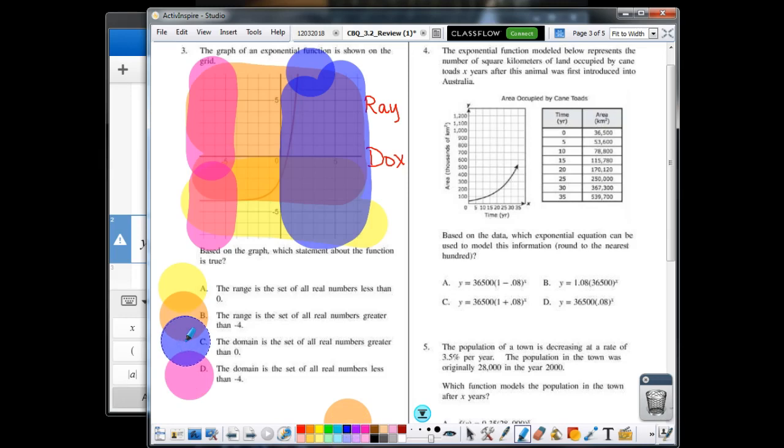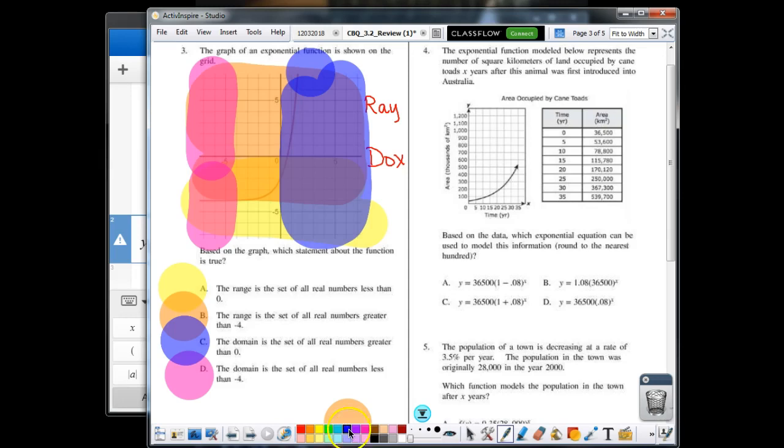Okay. So let's look at number 4. The exponential function modeled below represents the number of square kilometers of land occupied by cane toads X years after this animal was first introduced into Australia. So they give you the table and the graph. Based on the data, which exponential equation can be used to model this information? Round to the nearest 100.